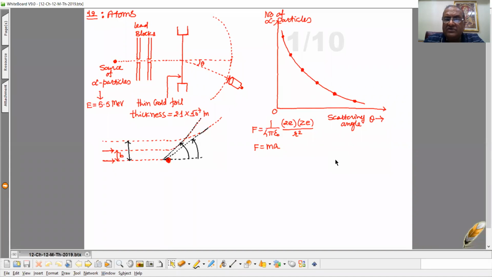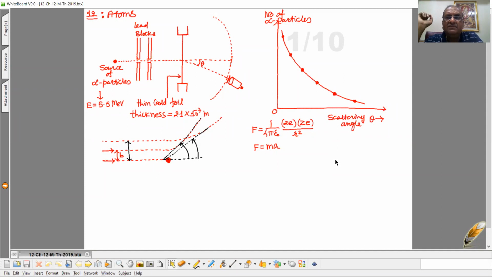The experiment was related to the electric discharge in the rarefied gases. So he proved this thing: the negatively charged particles, which he named electrons, are present in the atom. Okay, so he proved this particular thing.